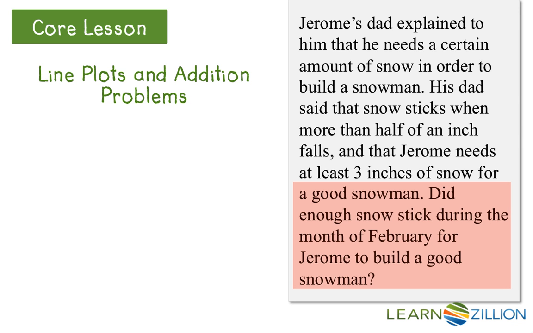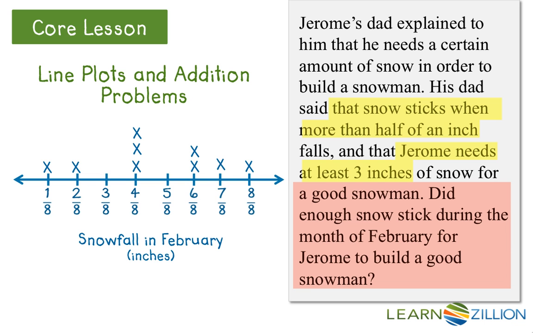We know that we're trying to figure out if there's been enough snow in February for Jerome to build a snowman. We also know that Jerome's dad said that snow sticks to the ground when more than half of an inch falls, and that Jerome needs 3 inches of snow on the ground in order to build a snowman. The line plot of data for snowfall in February is helpful because it helps us easily see how many days had more than half of an inch of snow. We know that we need to add in this situation because we are combining days of snowfall to see if they add up to be more than 3 inches of snow.